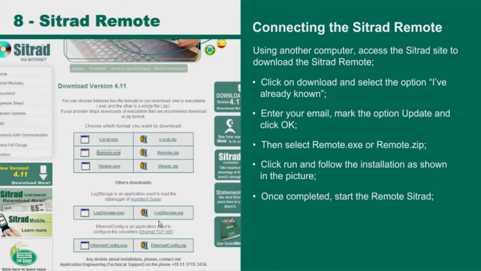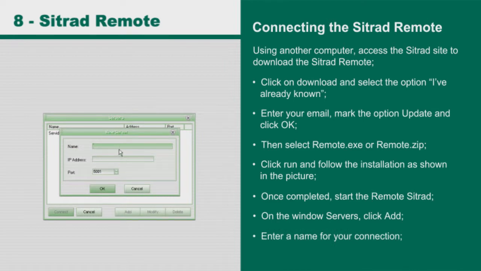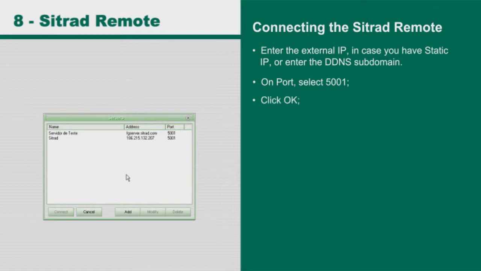Once completed, start the remote Sitrad. On the Windows servers, click Add. Enter a name for your connection. Enter the external IP in case you have a static IP, or enter the DDNS subdomain. On port, select 5001 and click OK. Now select the newly created server and click Connect.